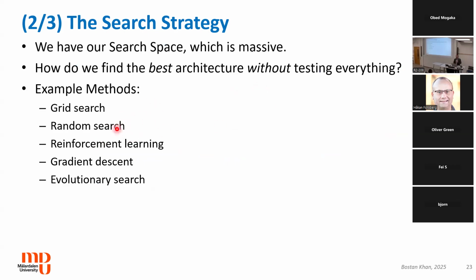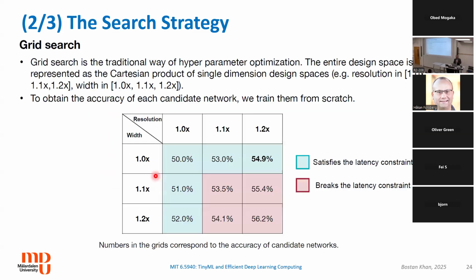So we have these examples that are being used in different works: grid search, random search, reinforcement learning, gradient descent, and evolutionary search. Let's talk about them one by one. Initially we had grid search. This is a traditional way of hyperparameter optimization.